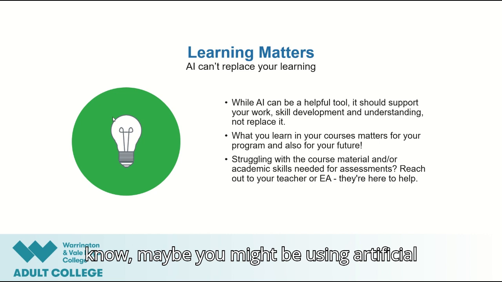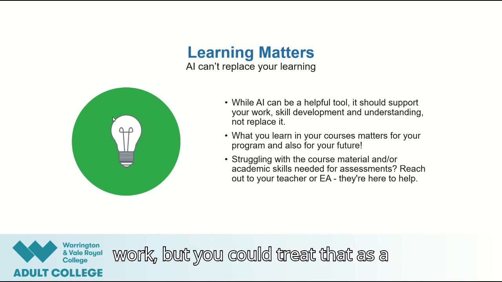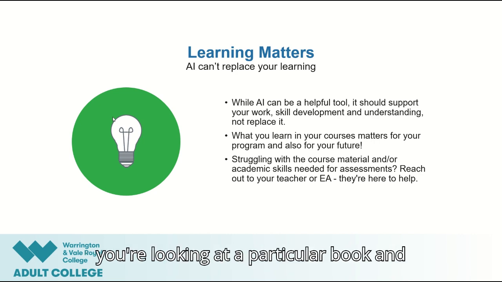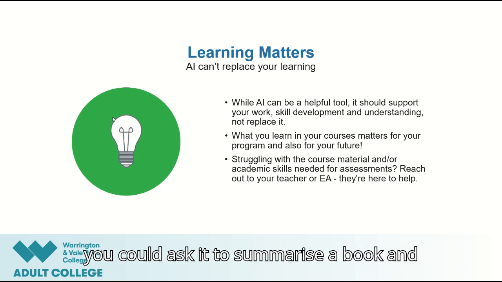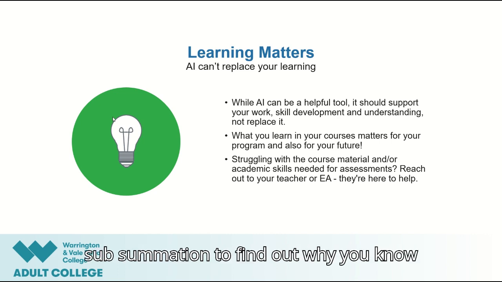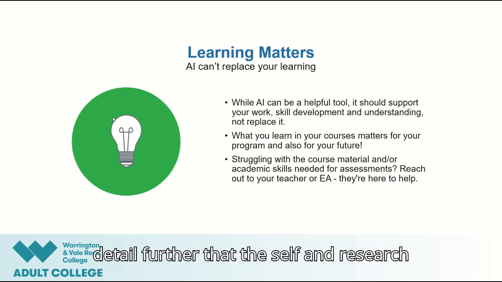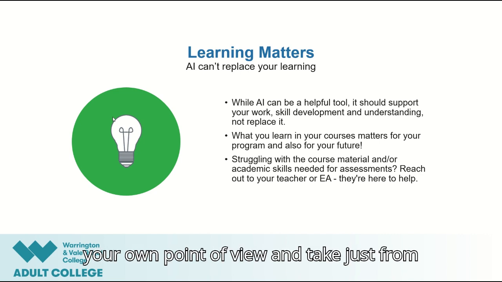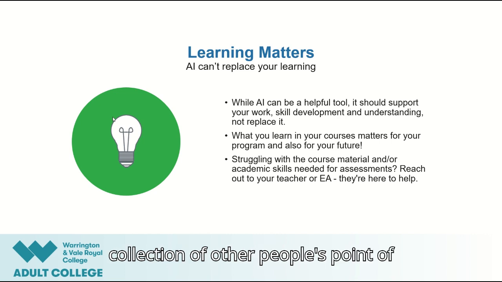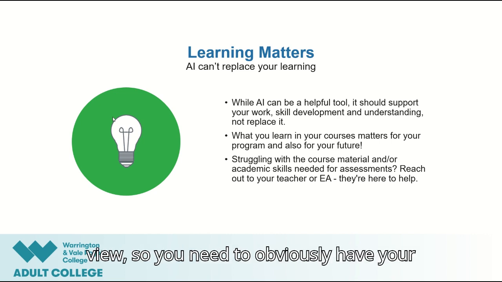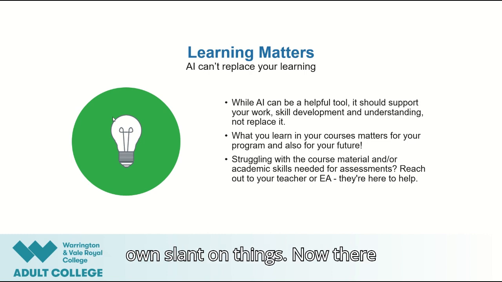Maybe you might be using artificial intelligence to create assignments or work, but you could treat that as an opportunity to summarize. Maybe you're looking at a particular book and you could ask it to summarize the book, and then you could read the summation to find out what the book is about. But obviously you need to go into further detail and depth yourself, and research your own point of view. Don't take it just from the artificial intelligence, because that is a collation of other people's points of view. So you need to obviously have your own slant on things.